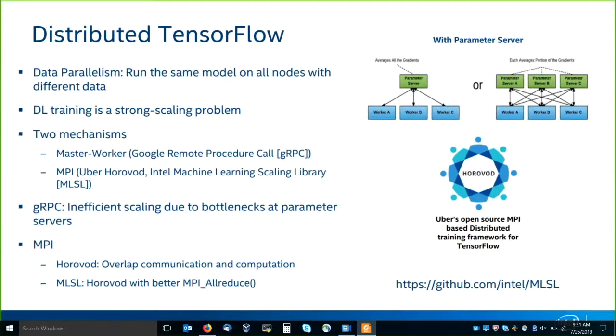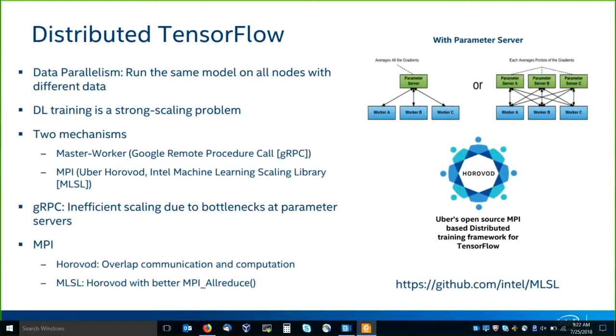But there is a much more efficient way of doing it, which uses MPI, which is widely used in the HPC domain for several years now. That was originally developed by Uber. They developed a TensorFlow Python plugin named Horovod. It uses MPI, and they overlap the communication with computation while doing the backward pass, so that you don't do the all reduce all at once, rather in a layer-wise fashion.